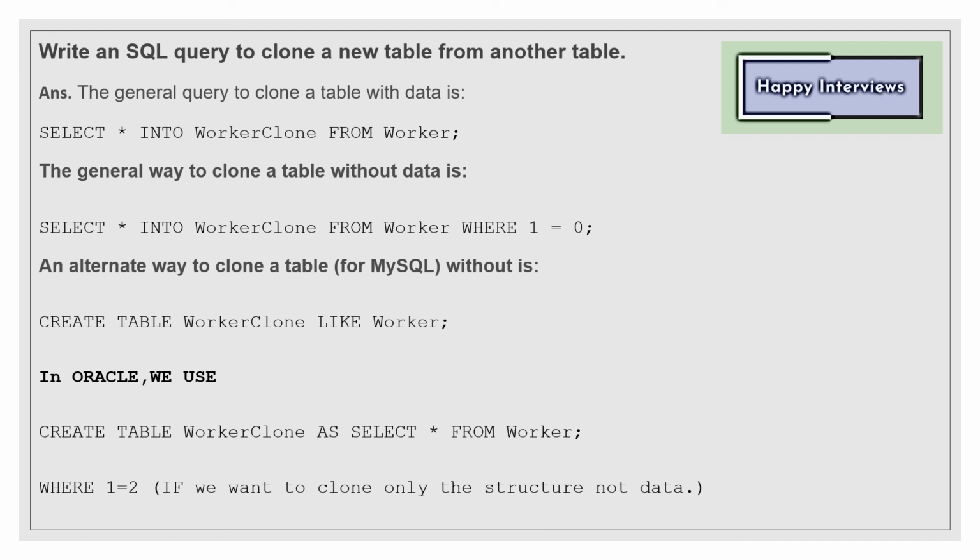In Oracle there is a different way to do this, that is create table name as select star from worker. So this is a basic query, create table name as. After that, what will be in the query? Select star from worker. When we do a select star from worker, you can imagine the result: the complete table of worker data, and it will be stored in the new table by the create table command. And if I don't want to store the data, after this select star from worker I will give where 1 is equal to 0. So the data will be omitted and only the structure will be copied.